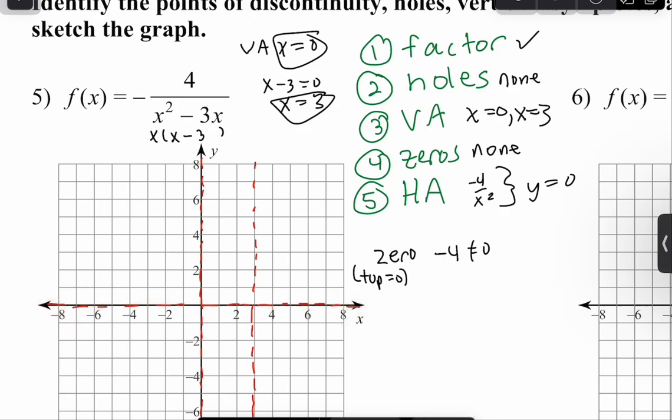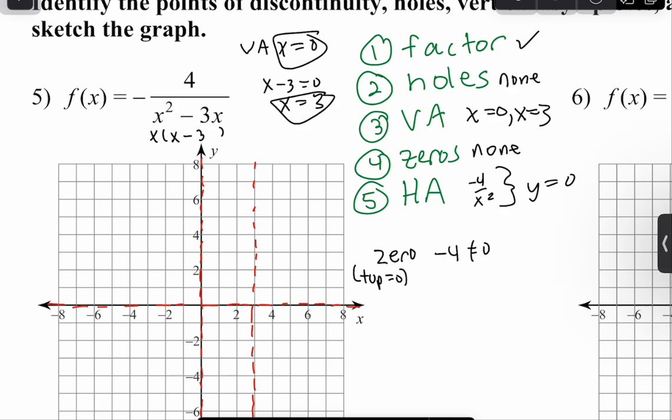The ends will head to 0. This function just happens to not even hit the center of it, doesn't hit the x-axis either. That doesn't have to happen, but in this function it does.